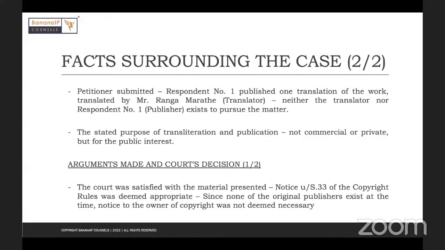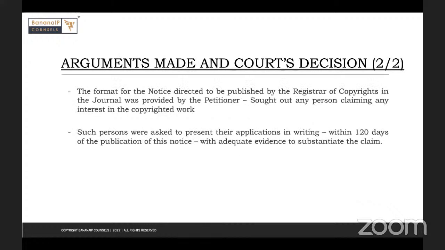In response to the submissions made by the petitioner, the court found itself satisfied with the material presented and deemed that a notice under Rule 33 of the copyright rules was appropriate. They also noted that since none of the original publishers existed at the time, the notice to the owner of the copyright was not deemed necessary.